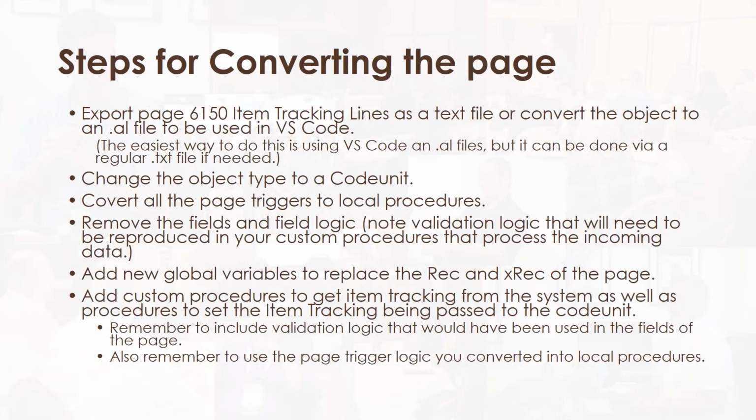You change the object type to a code unit. You convert all the page triggers to local procedures, and you remove the fields and field logic that come with the page. You do want to note that there is some validation on the fields. So you'll want to make sure that that validation logic does get included in your own code when you go to actually start writing information.